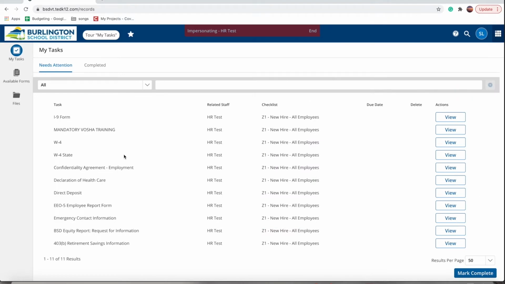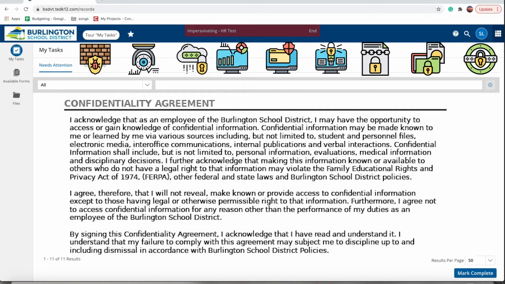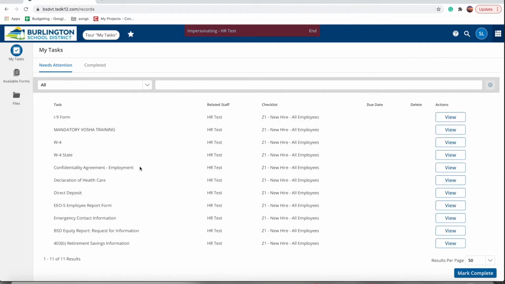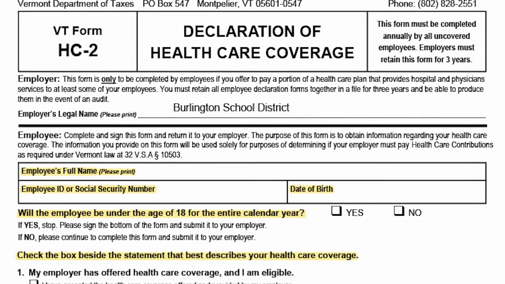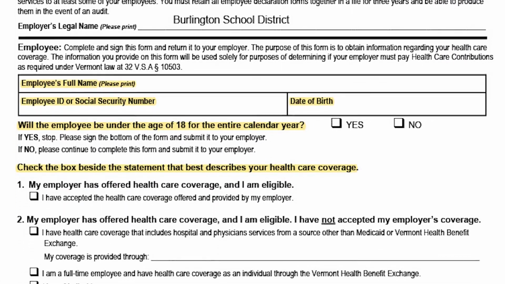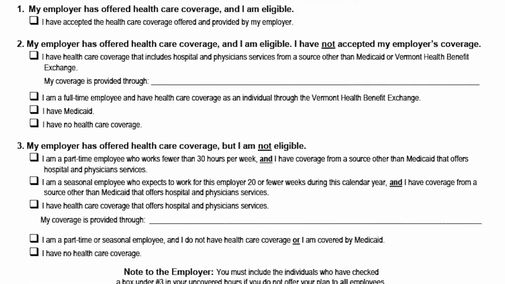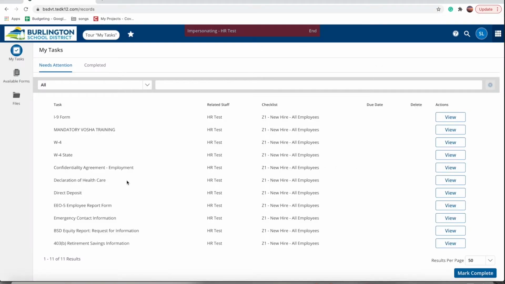The next form is our confidentiality agreement. This is used to protect the district information you share with employees from being shared with people outside the district, followed by the declaration of healthcare form, which is used to obtain information regarding healthcare coverage to determine if an employer must pay penalties for uninsured employees. This is per federal guidelines.